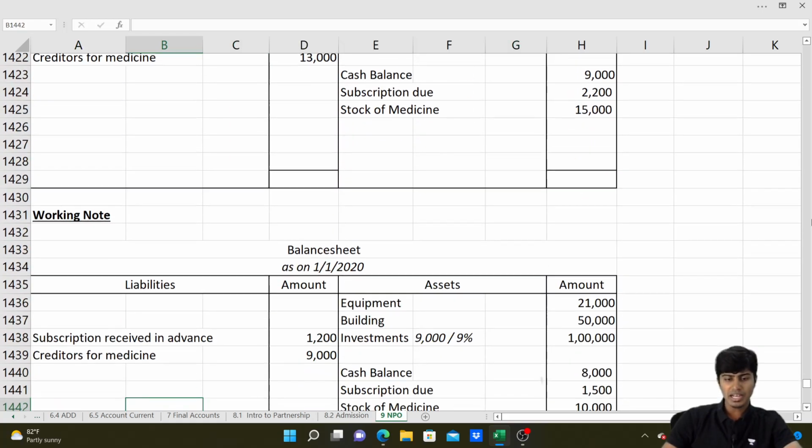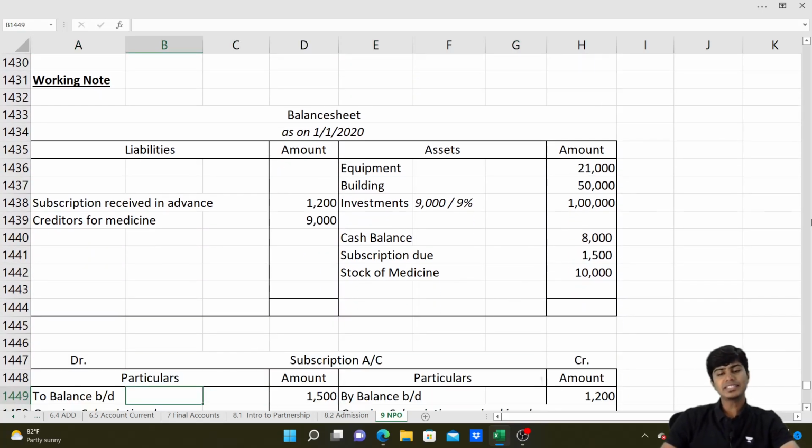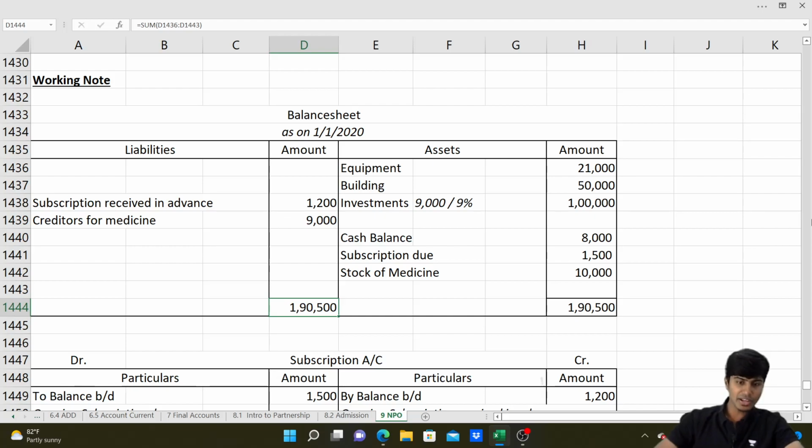We'll go to our opening balance sheet, which is working note number 1. Balance sheet as on 1st of January 2020. I'll take the total on the asset side, which is 21,500 plus 50,000 plus 1 lakh plus 8,000 plus 1,500 and 10,000. This will give us 1,90,500. I'll write this 1,90,500 on the liability side, and from this I will now deduct 9,000 and 1,200 to arrive at 1,80,300, which is our capital fund.